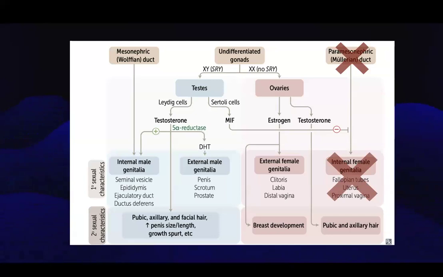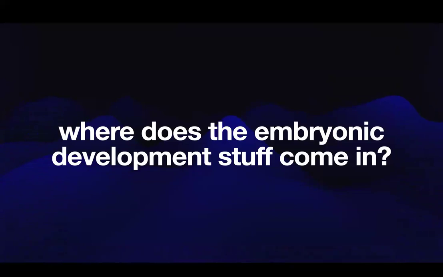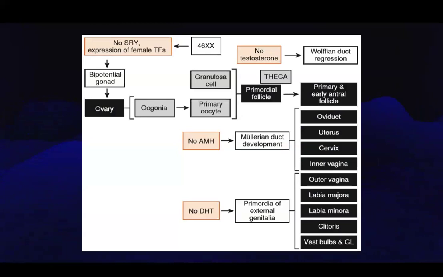And obviously, this is not from the slides, it's from later on. I just want to tie it in now to give you a better appreciation of why this topic is important. Now, where does all that embryonic development stuff come in? All that oogonia and oocytes and all that stuff. This is the same slide that we are very familiar with. It's the same thing again, just with the addition of that extra embryonic information.